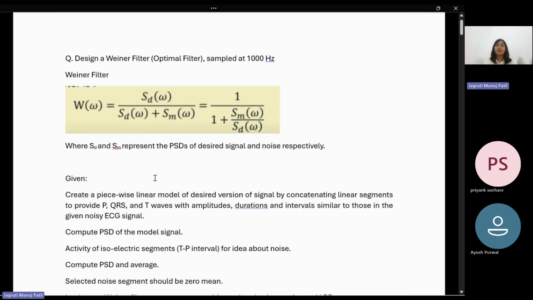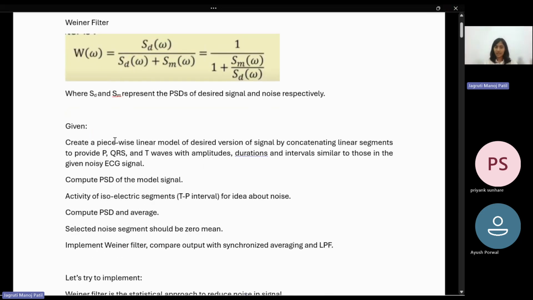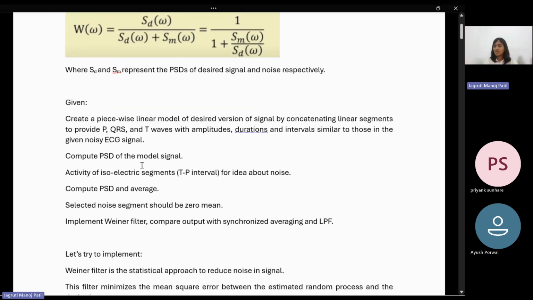In this tutorial, it was asked to create a piecewise linear model of the desired version of the signal by concatenating all the linear segments. That is the P, Q, R, S, and T waves with their own amplitude, duration, and interval, similar to those in a given noisy ECG signal. One dataset of noisy ECG signal is given to us, which is ECG LFN or ECG HFN dot DAT. If you find any difficulty finding those, you can find them in the Q&A section. There, the online TA has uploaded all the tutorials and basic codes on how to plot them.